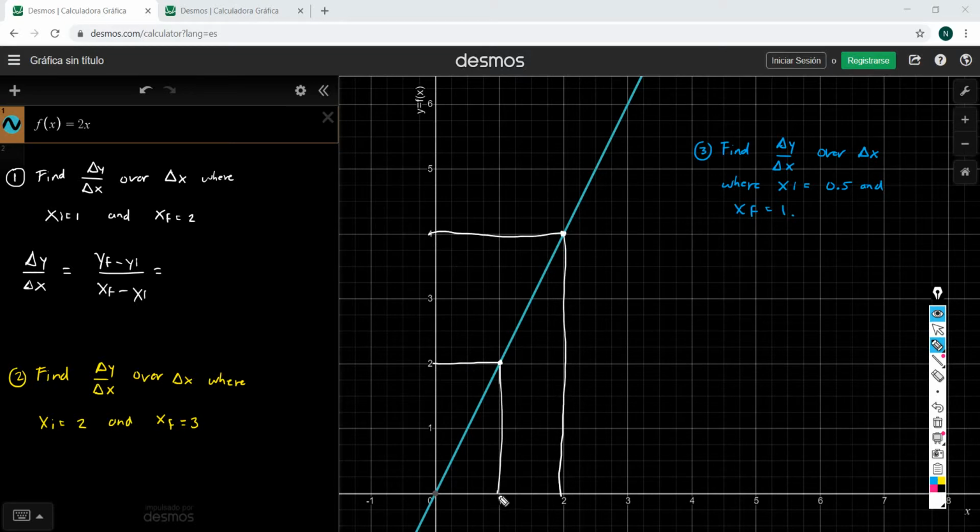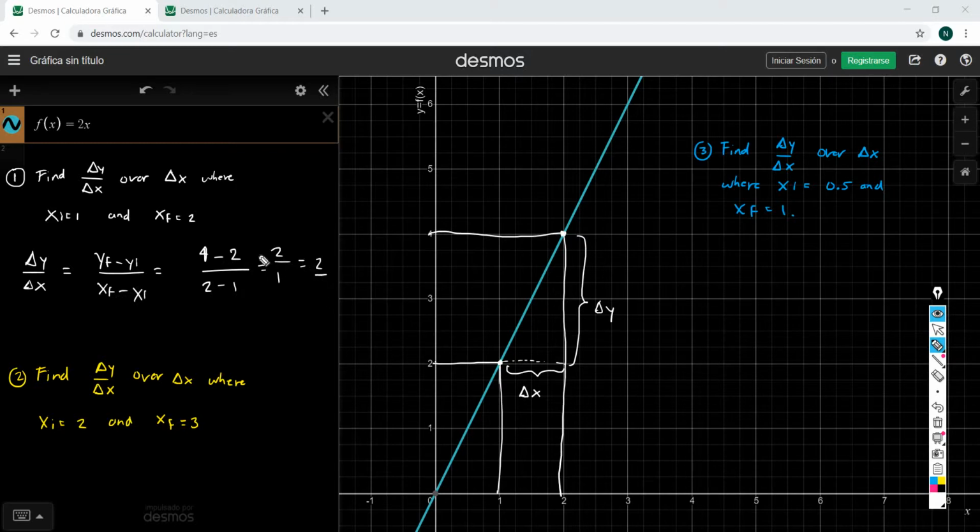Can you see? Let me do this. For x equals 1, this is the value of y. For x equals 2, this is the value of y. And so basically what we're doing is, this is your delta x, your change in x, and this is your change in y. Okay, so let's compute this. What is my yf? It's going to be 4 minus my initial value in y, which is 2, over xf minus xi, which is 2 minus 1. And then we have 2 over 1, which is 2.